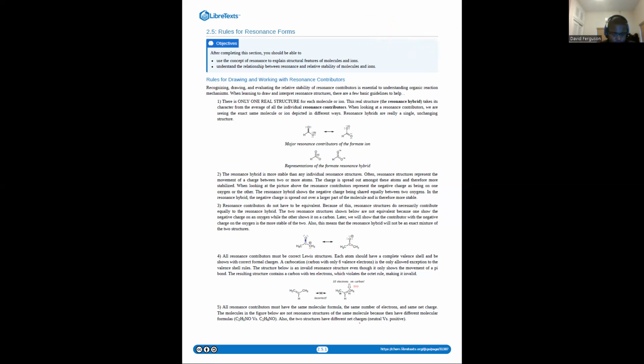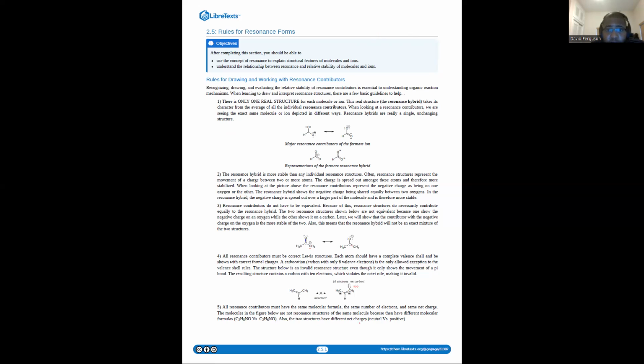First thing we're going to do, it says recognizing, drawing, and evaluating the relative stability of resonance. In this case, this is an excerpt from Creative Commons material, the chemistry LibreText. Recognizing, drawing, and evaluating the relative stability of resonance contributors is essential to understanding organic reaction mechanisms. So that's a big idea.